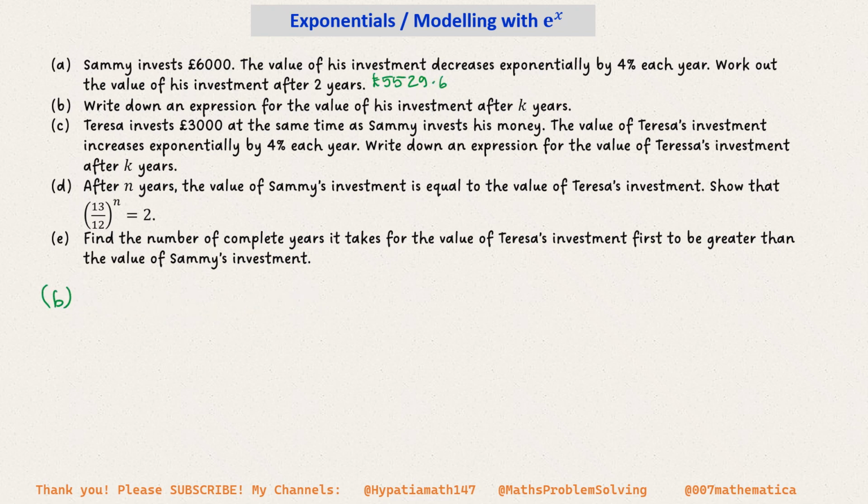5529.6. Now for part B, similarly, what you do is 6,000 times 0.96 to the power k, after k years. So for part C, now Teresa is another person investing 3,000 at the same time as Sammy invests his money, and the value of Teresa's investment increases. So there's an increase here, there was a decrease there, exponentially by 4%.